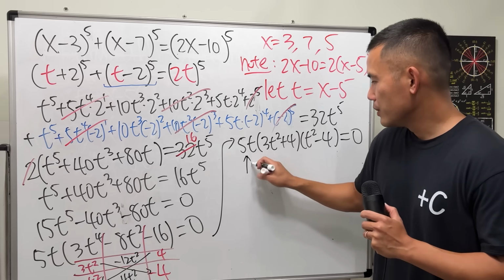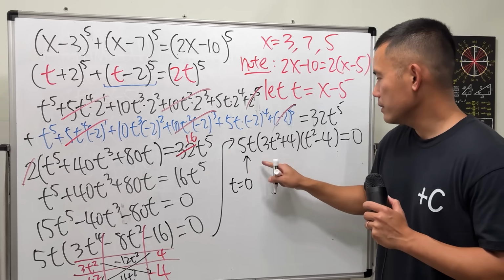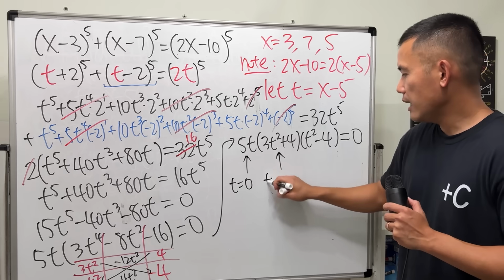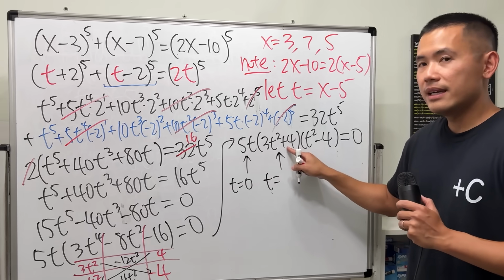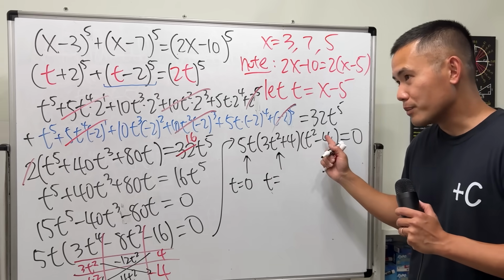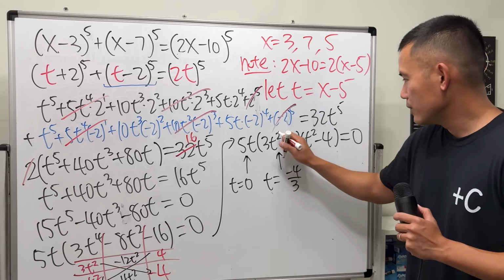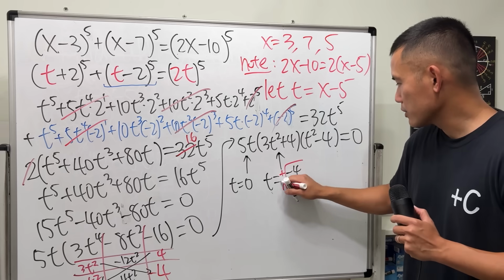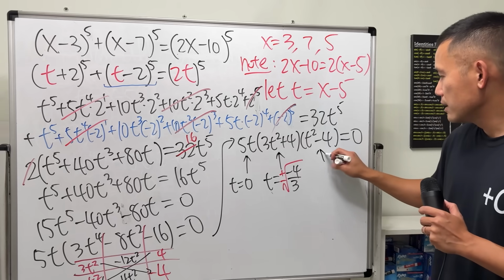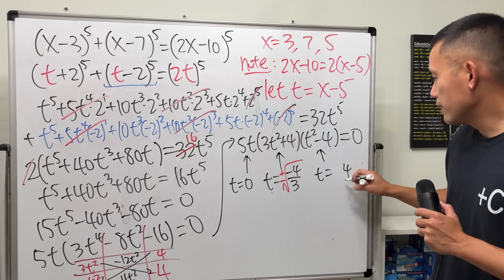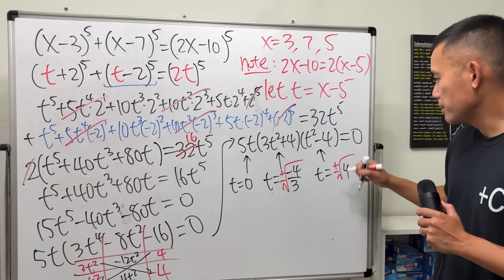From here, you can see that t has to be equal to 0. And from here, t has to be, subtract 4 from both sides, you get negative 4. Divide 3 both sides, and then square root both sides. And then don't forget the plus or minus. And then right here, t has to be 4, and then you do the square root, so it's going to be plus or minus 2.